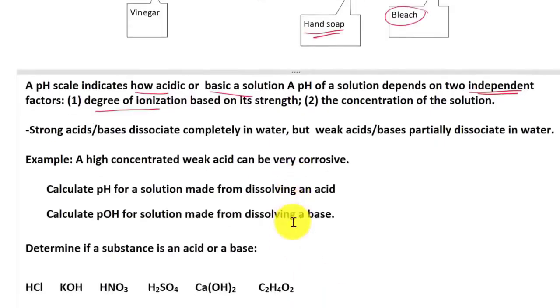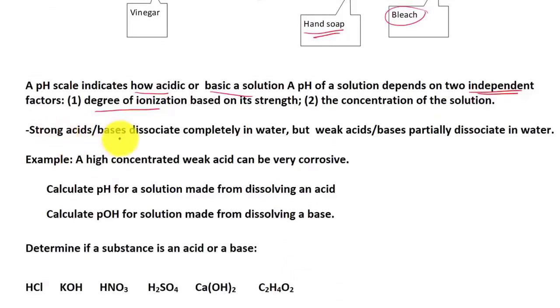So let's go back. As I mentioned before, strong acids and bases dissociate completely, that means 100%, in water. But weak bases or acids dissociate only partially, only a very small percentage, in water.